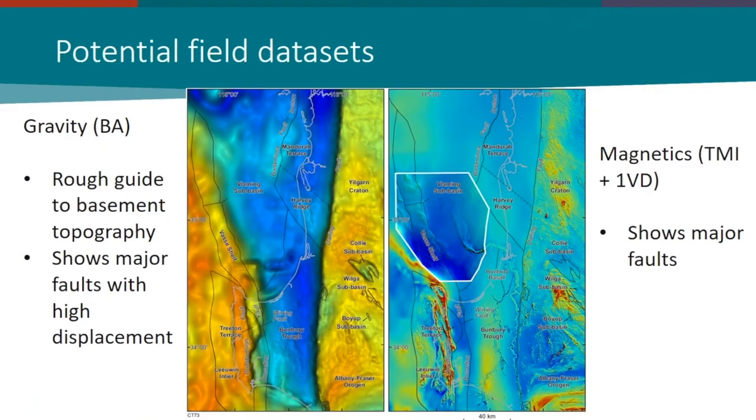Potential field datasets such as gravity and magnetics were also used to help constrain seismic interpretation, especially where seismic coverage or quality was lacking. Gravity datasets act as a rough guide to basement topography and can show the major faults with high displacement. Aeromagnetic data, such as the total magnetic intensity and in particular the first vertical derivative, can also help guide the traces of faults.